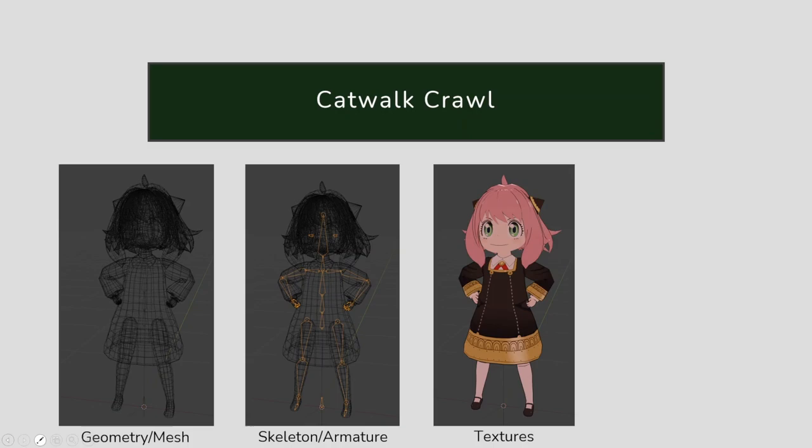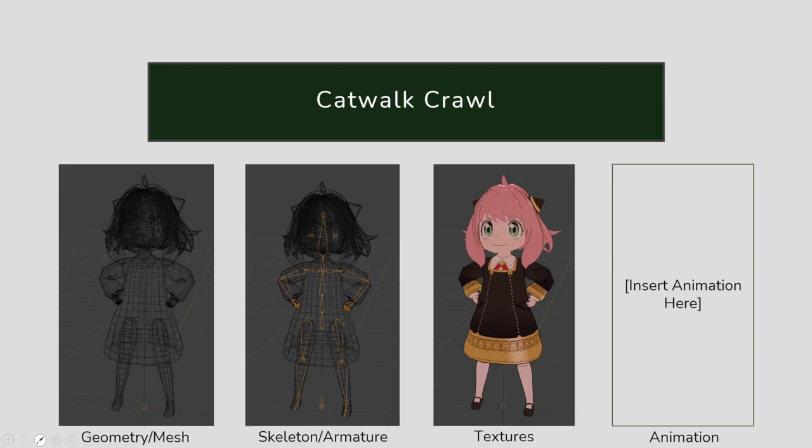So next is the textures, which overlay on top of the mesh to actually give the model, well, texture. And finally, there's the animation, the part where we describe how each bone rotates, scales, and moves for each keyframe, which is actually what allows the model to move around in 3D space.